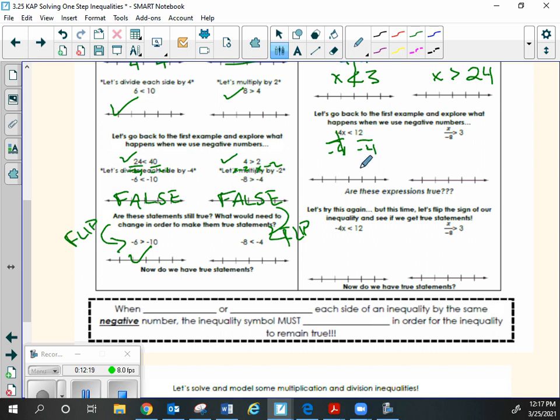Okay. New inequality will read x. Okay, remember, we're dividing by -4. X is greater than. We have to flip. X is less than -3.